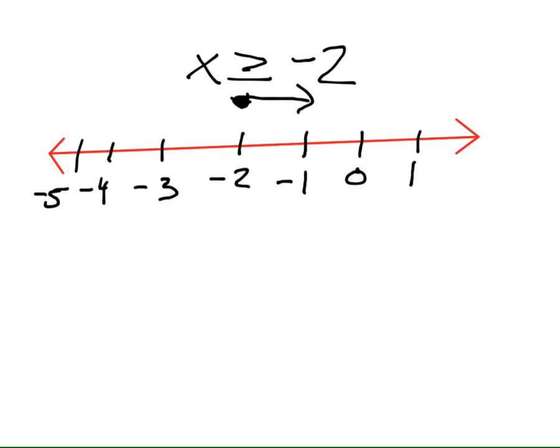100 is going to be way out here somewhere, right? 100 would work, 200 would work. Everything in that direction would work. So we put an arrow there. So this is how we represent those numbers.